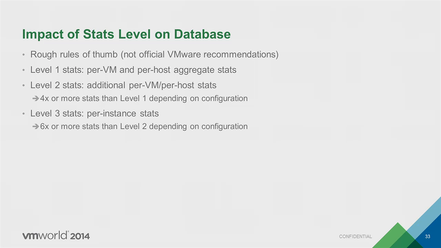When you move to level 3, it gets even bigger because now you have per instance statistics, for example, statistics on a per data store basis. And it's not just per data store, but per host data store combination. So that by itself is the largest jump.